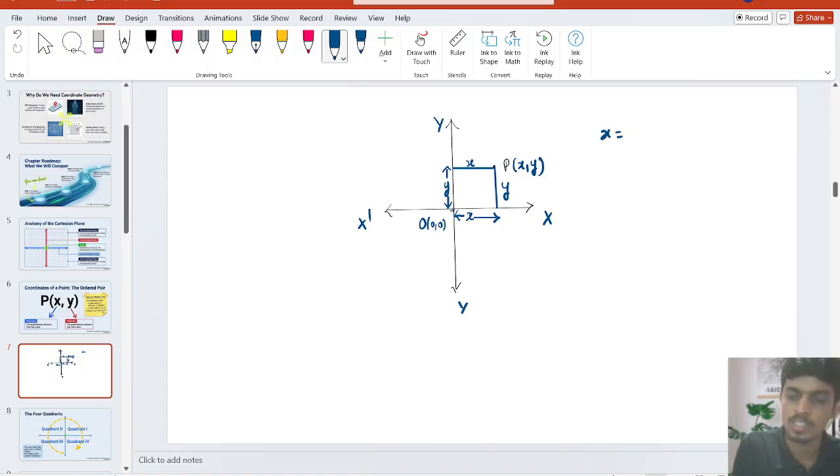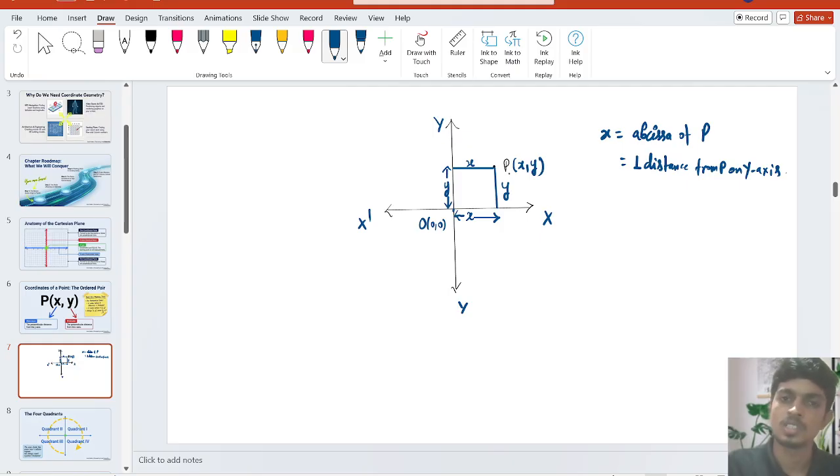This point is the origin. Here it is said that x is the abscissa of point P. This is the perpendicular distance from P on the y-axis. If this is negative, we take it as a mod. We know that the perpendicular distance is always positive, so if it is negative, we take the positive. But here we cannot use the positive.